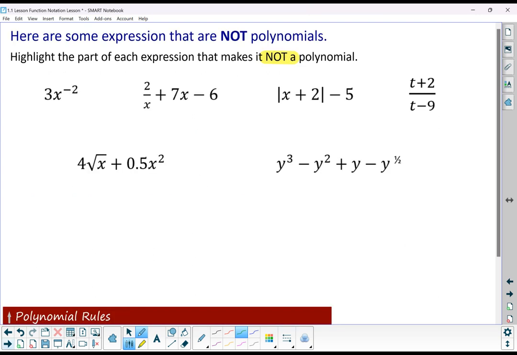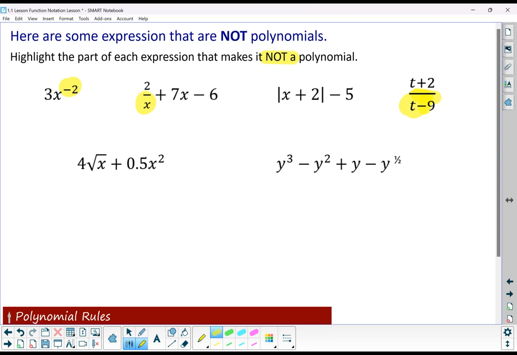So here are some expressions that are not polynomials. Sometimes the easiest way to understand what something is is to understand what it is not. Each of these has a part that makes it not a polynomial. In class, I had the students go through and highlight these and think about them ahead, but for the purpose of the video, I'm just going to buzz through it. Right there, I said a minute ago, we have to have positive whole number exponents, so we can't have that negative 2 power. We aren't allowed to have division with a variable. So we can't divide by x or divide by t in a polynomial.